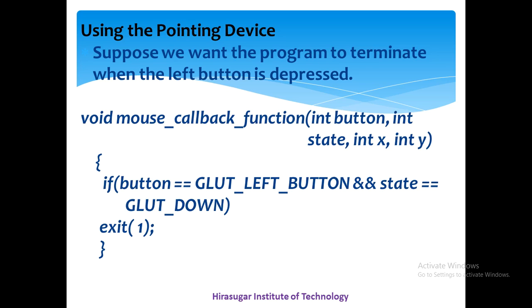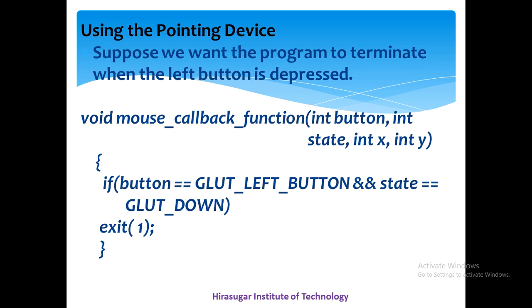Now I'll write the code. Which button am I using? I am using the left button, as I have said I want to use the left button. That's why I have written: if button equal to GLUT_LEFT_BUTTON. There is a constant available in OpenGL for the left button, written as GLUT underscore LEFT underscore BUTTON. Because in my program definition, when I release the left button, I want to terminate my program. That's why button equal to GLUT_LEFT_BUTTON.